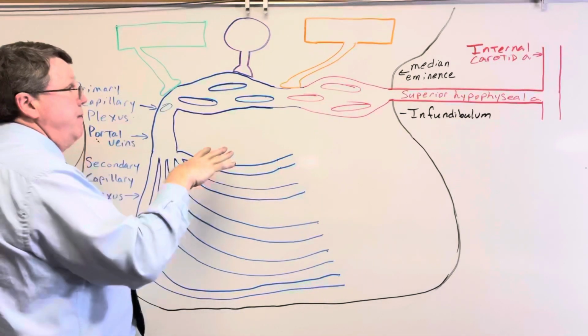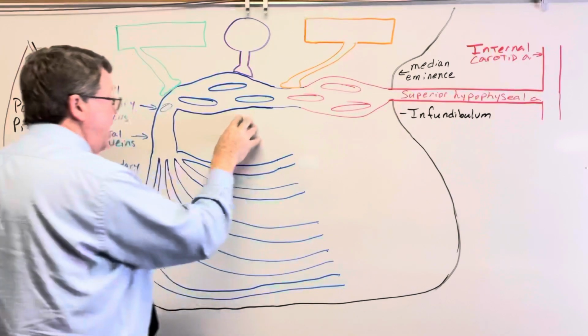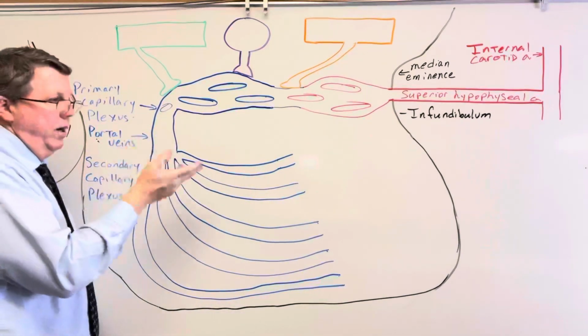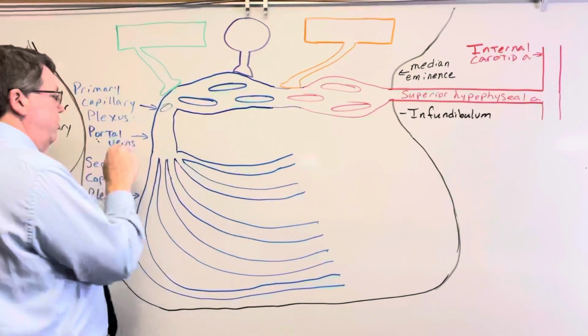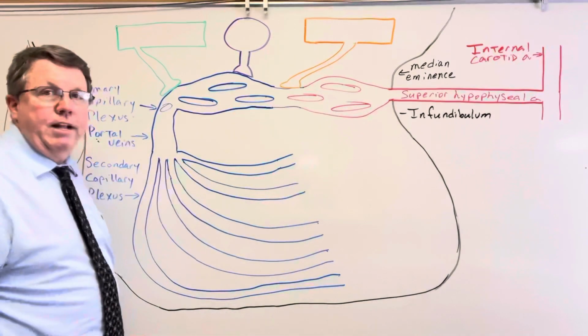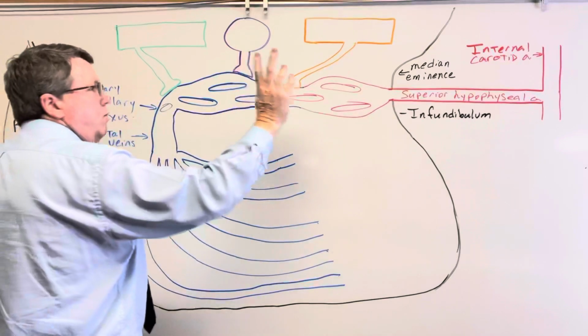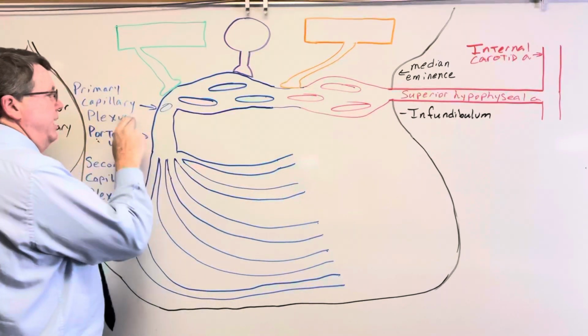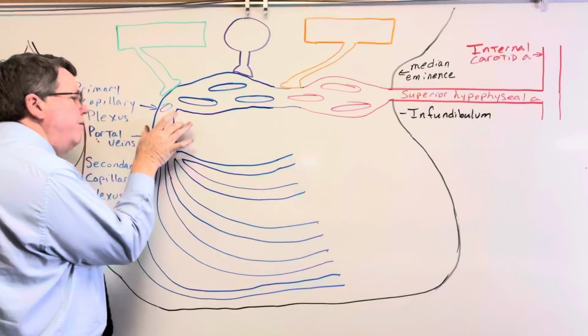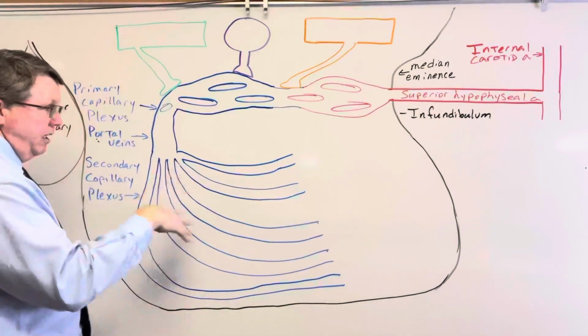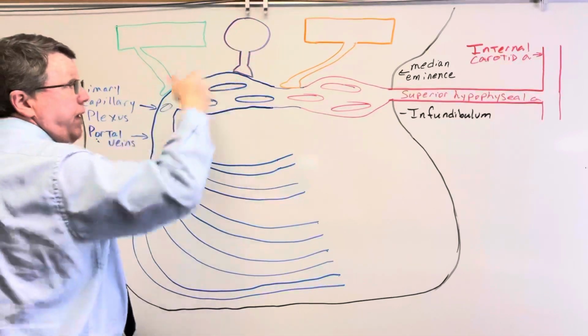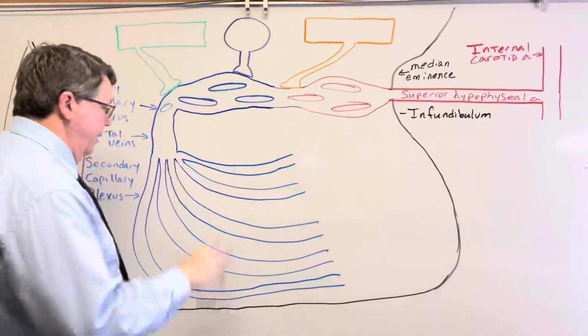What's so odd about this is normally we go from an artery to capillaries to veins. Right? If you want to include the arterioles and the venules, you can. But normally we go from the arteries to the capillaries to the veins, and then the veins take the blood back to the heart. This is unusual because we go from an artery to a capillary plexus, then we go to a vein, then we go back to capillaries, which is not that common, right? The reason it does this is so hormones that are coming from the hypothalamus don't get diluted.